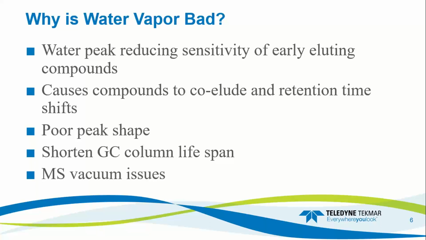Some say water doesn't affect the column phase or lifespan, but some have seen an effect, especially if you're running a lot of samples at a time. Water can shorten the life of your GC column and cause vacuum issues if you're using a mass spec system, which can lead to shorter filament lifetime and cleaning the source more often.